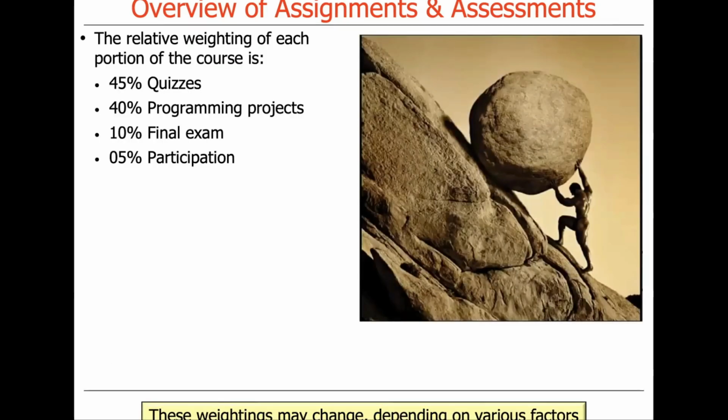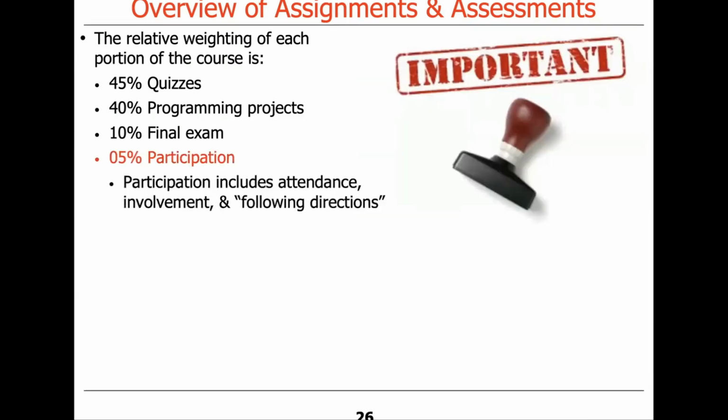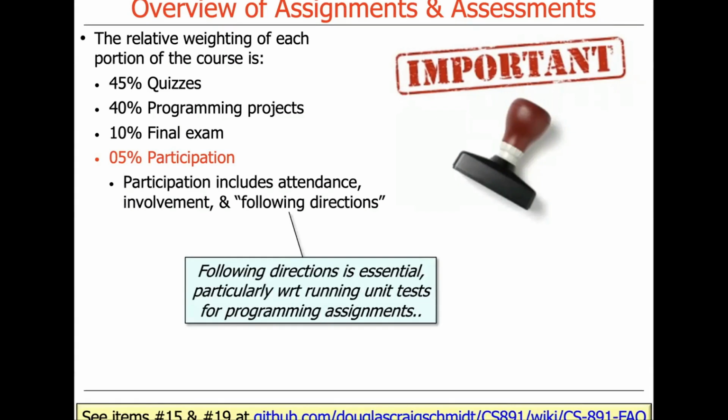Here's the relative weighting of each portion of the course: 45% for quizzes, 40% for programming projects, 10% for a final exam, if we have one, and 5% for participation. If we don't have a final exam, we'll split the final exam points between the quizzes and the programming projects, so quizzes will be worth 50% and programming projects will be worth 45%. What is the 5% for participation? There are three pieces to participation: attending class, being involved in class, and perhaps most importantly, especially this semester, following directions.